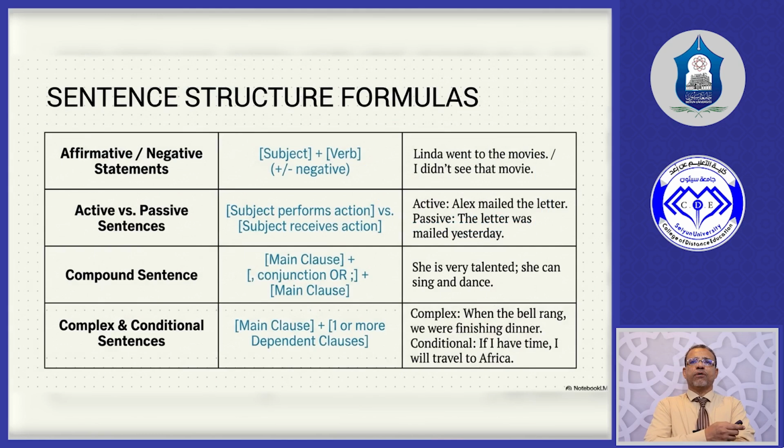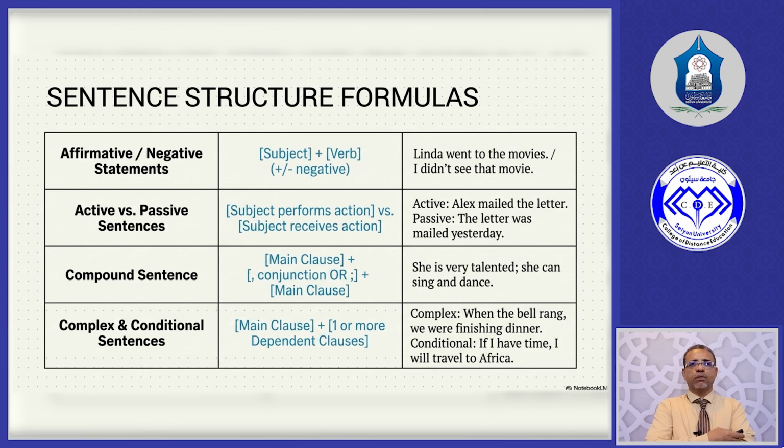The sentence structure formulas. Number one, affirmative and negative statements: subject plus verb. Now the negative and the positive. Linda went to the movies. I didn't see that movie. All these are examples of what? Negative or affirmative. Active and passive: the subject performs the action, or the subject receives the action. Active: Alex mailed a letter. Passive: the letter was mailed yesterday. Was mailed. You see? Here we have passive.